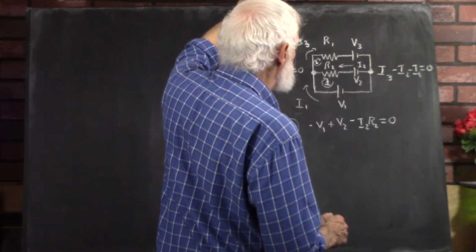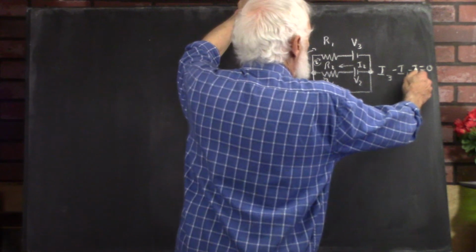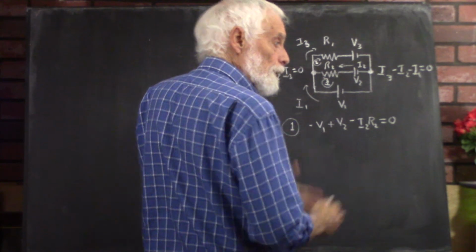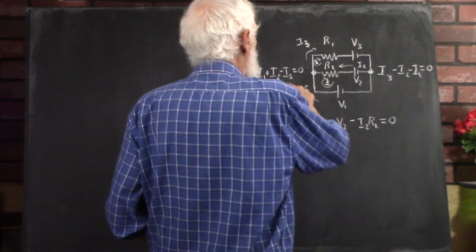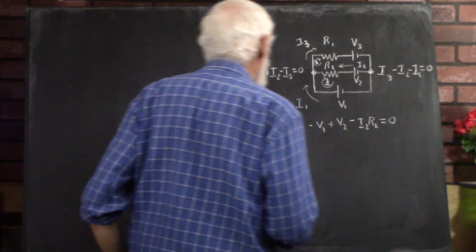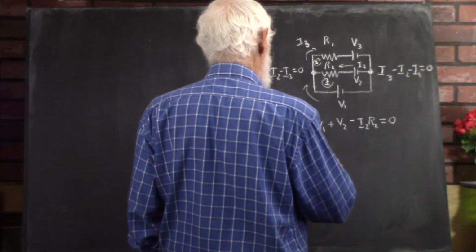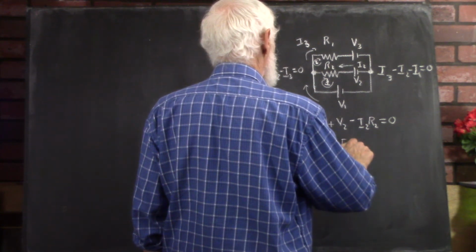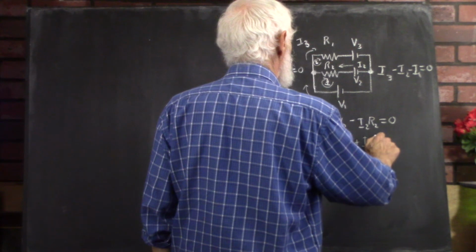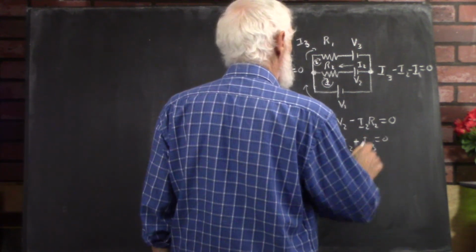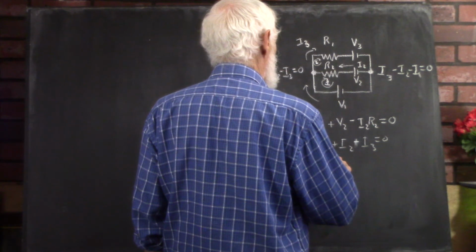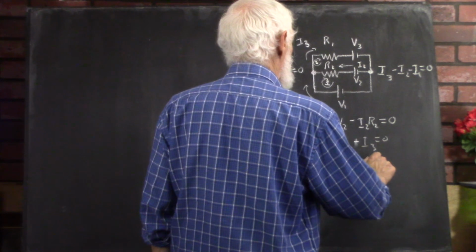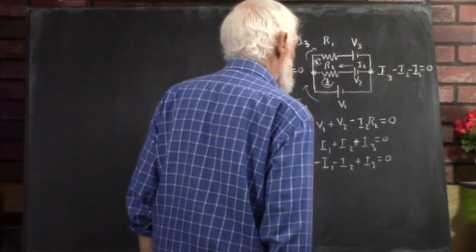We assume that we're given all the resistances and voltages, so now we can solve for the currents, because we have 3 equations and 3 unknowns. So we have negative I1 minus I2 plus I3 equals 0.